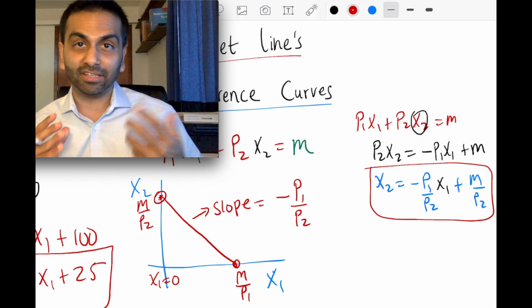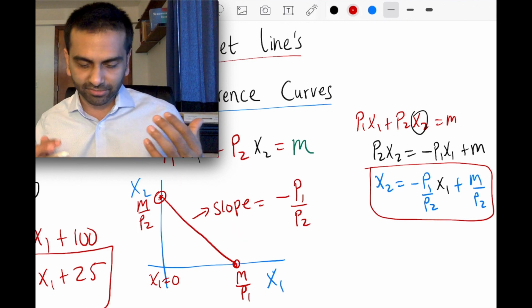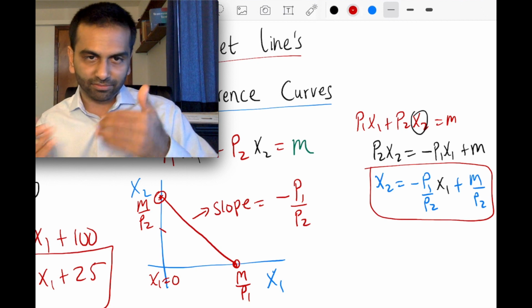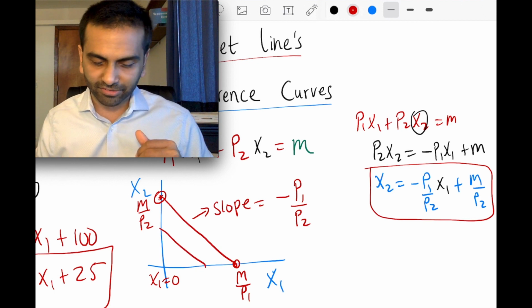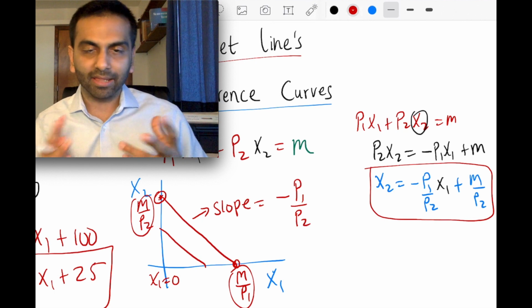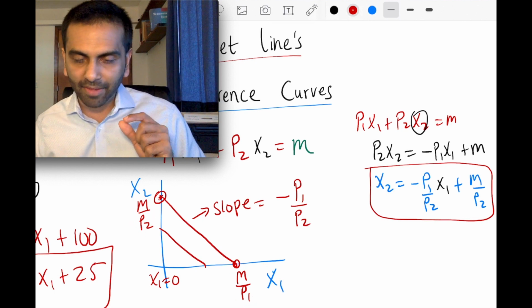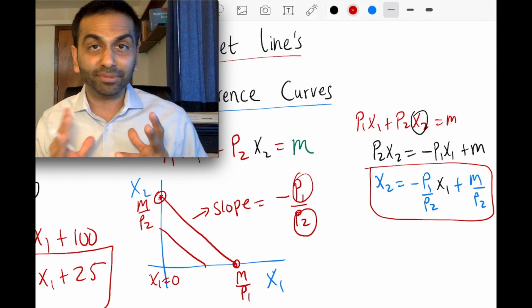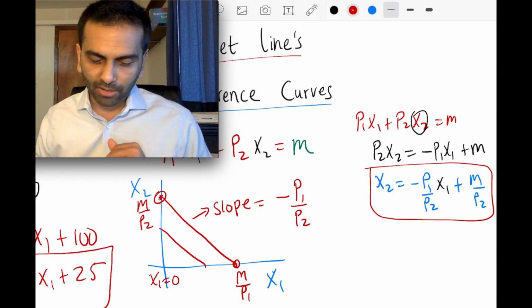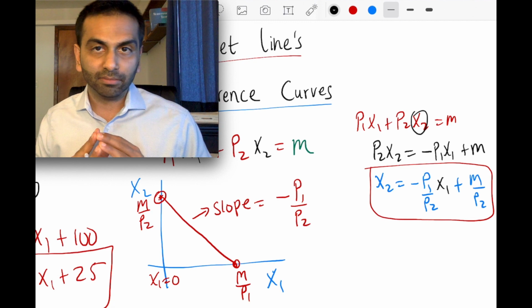On the other hand, if I just said that the price of both of these doubles, then that's just going to shift it totally inwards like this, because both of these intercepts get half as big. But again, if both of them are doubling, the top and the bottom, then the price ratio is not changing at all.